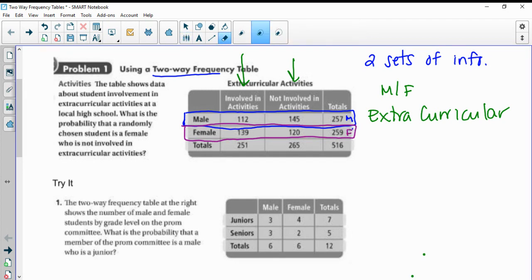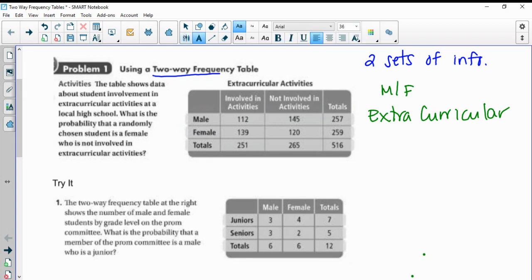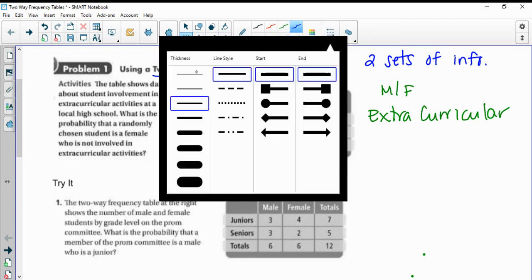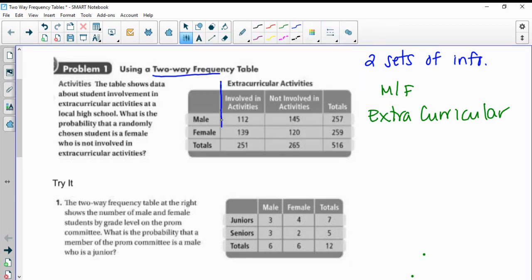Okay. The other way is you can look down the columns instead of across the rows. So if we look down this first column, these are all the people that are involved in extracurricular activities at school, like band or football or baseball or basketball or softball or drama, whatever. Those are your extracurricular activities. So this total down here, this would be the total of people that are involved in extracurriculars.